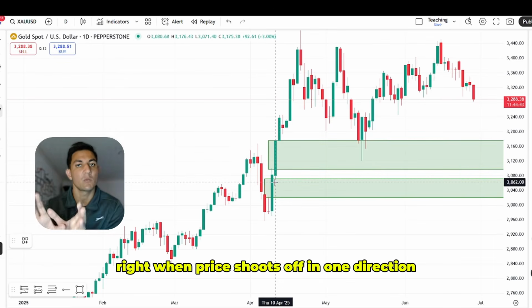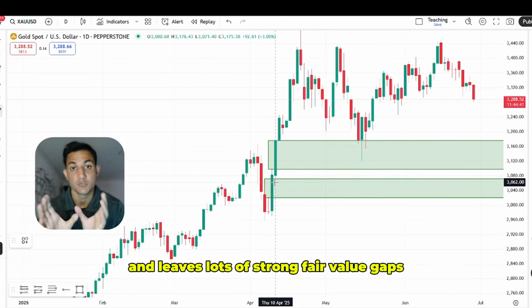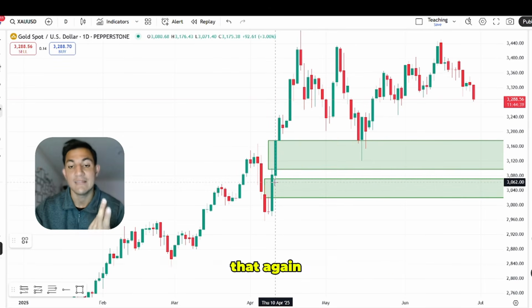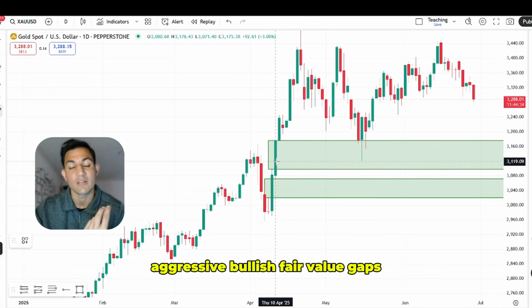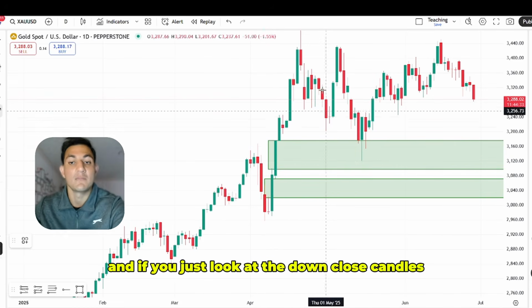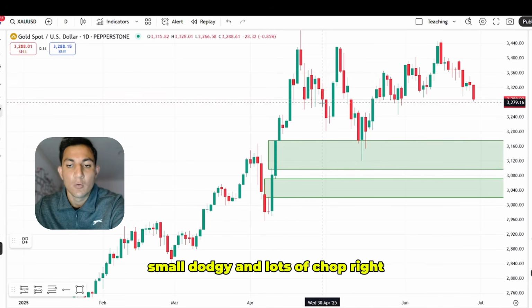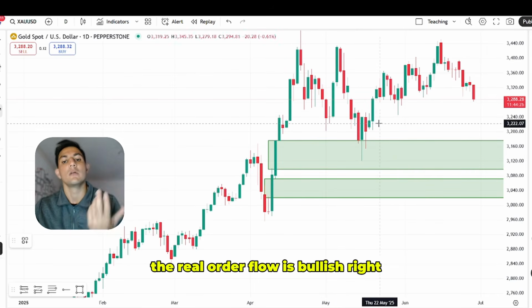When price shoots off in one direction and leaves lots of strong fair value gaps, that again is smart money screaming at you that price is bullish, right? Big, strong, aggressive, bullish fair value gaps. And if you just look at the down close candles, small dojis, lots of chop, right? The real order flow is bullish, right?